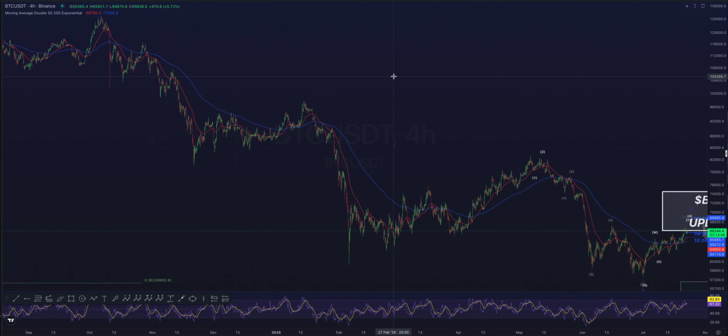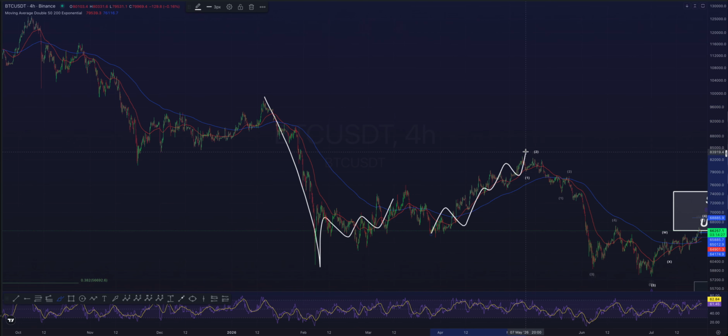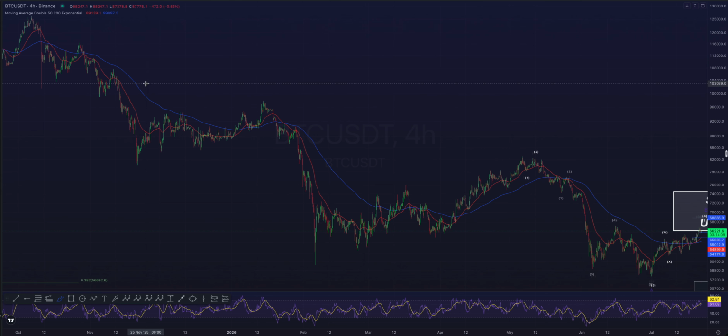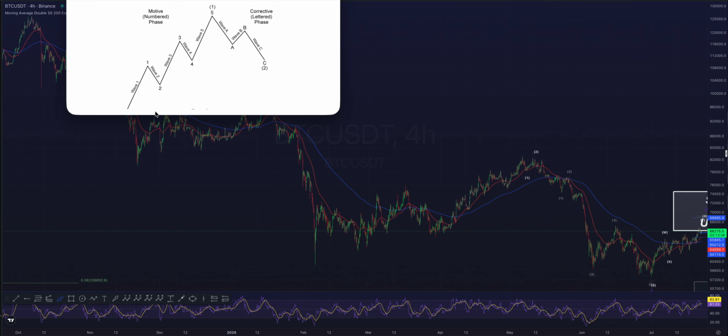Okay, if we take a look at this Bitcoin chart, you could see that this was impulsive, and this was corrective, and this was corrective. This was impulsive, and this is corrective, and this is corrective. What is the difference? And this is impulsive, and this is corrective, and this is impulsive, and this grind up is corrective. And if we take a look at a textbook example, this is a motive or impulsive phase of a move in the market. This is a corrective phase.